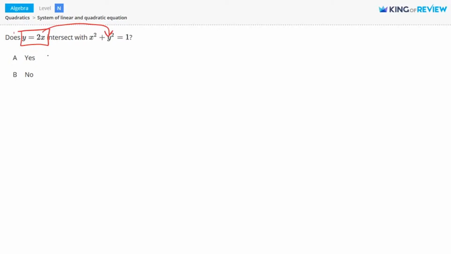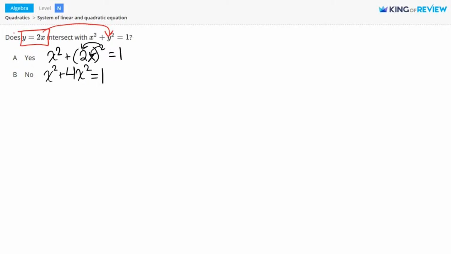We have x squared plus y squared equals 1. Notice I left a blank space for y. This is where we're going to substitute the 2x in. So the 2x goes in the parentheses. Now I'm going to apply this square to both items within the parentheses. So I have x squared plus 4x squared equals 1.